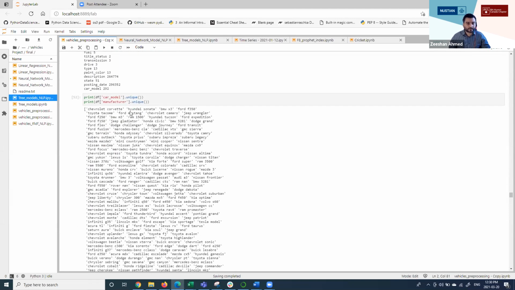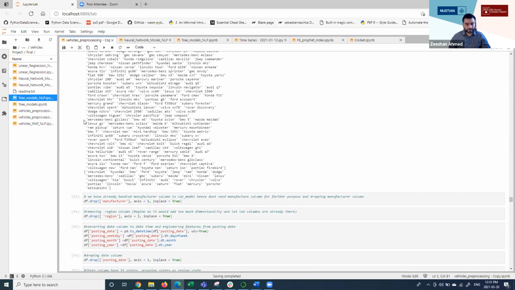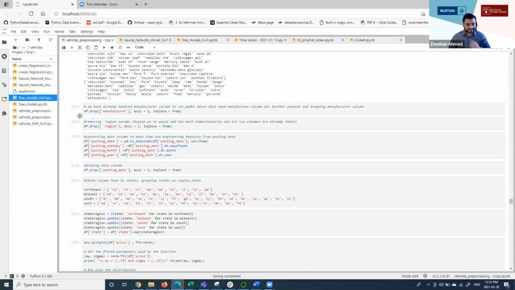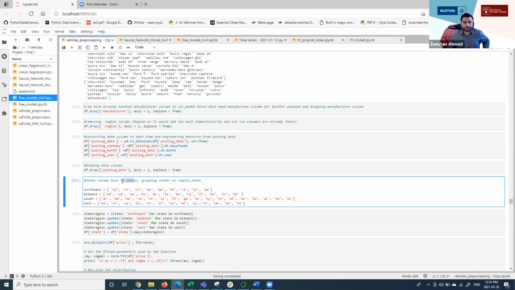The car models and manufacturers were unique. There were this many car manufacturers, and now my challenge was to convert them to numeric values, and also the states. There were 51 states, and in data science, if you transform your data, there's a curse which is called high dimensionality. If I used everything, my columns would increase to thousands and probably more, and it would be really difficult for a model to predict.